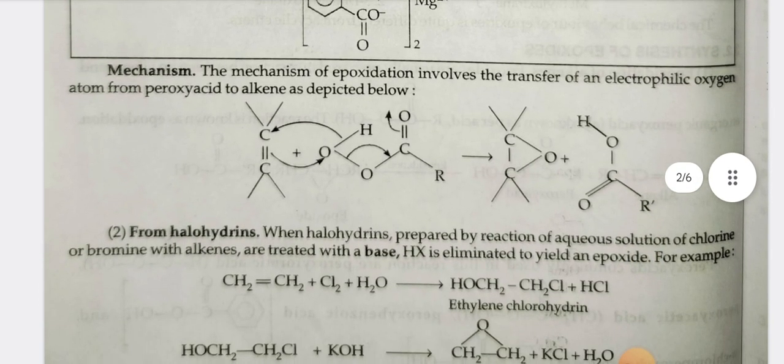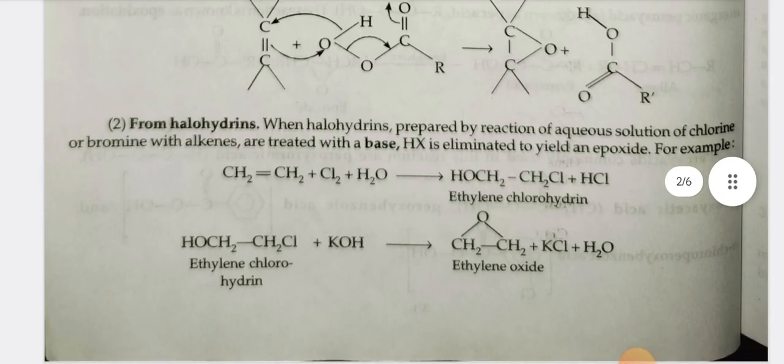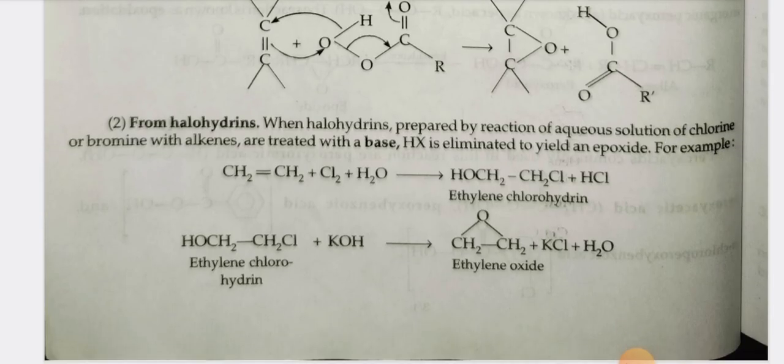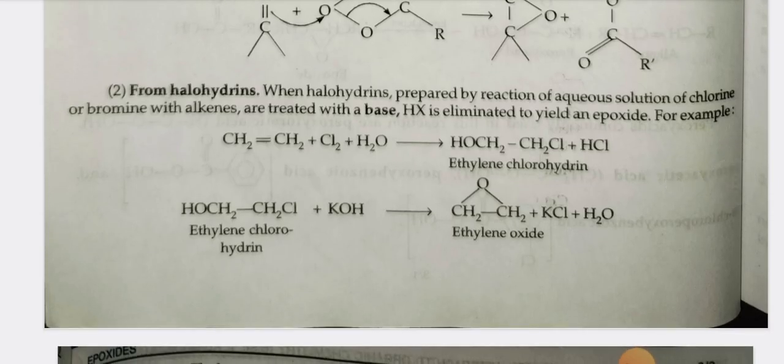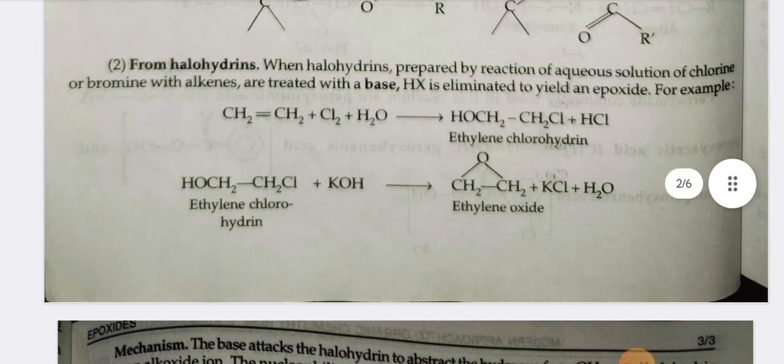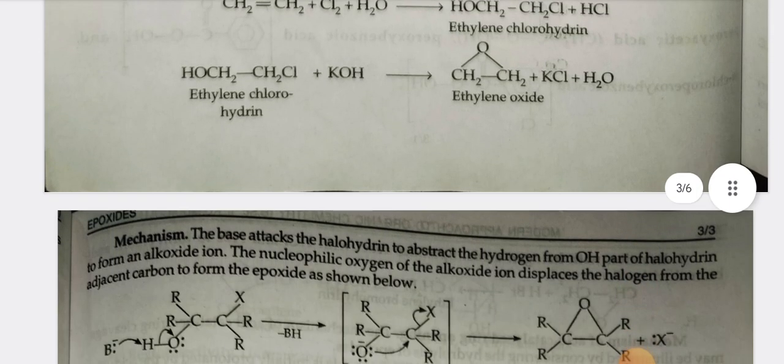Second, from halohydrins. When halohydrins prepared by reaction of aqueous solution of chlorine or bromine with alkenes are treated with a base, HX is eliminated to yield an epoxide. For example, ethene plus Cl2 plus H2O will give ethylene chlorohydrin. And second reaction, ethylene chlorohydrin plus KOH, which is a strong base, will give ethylene oxide plus KCl plus water.